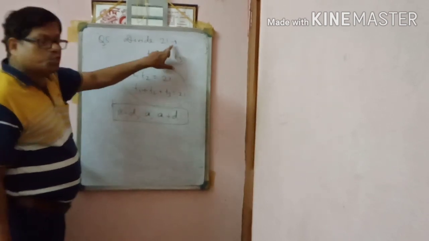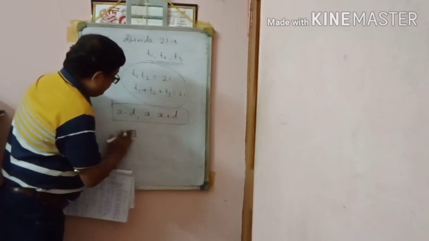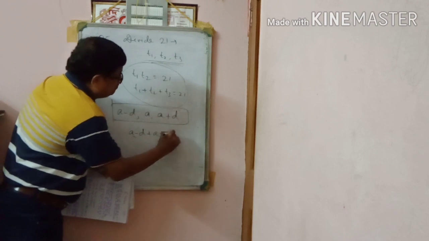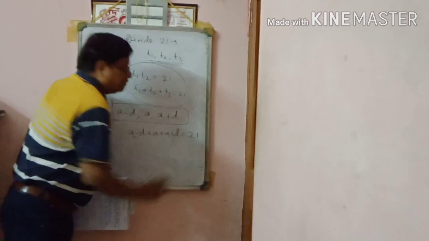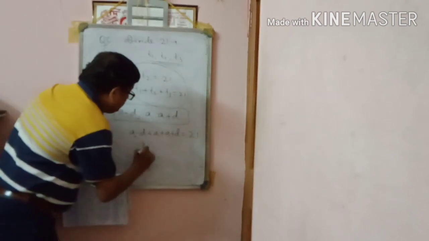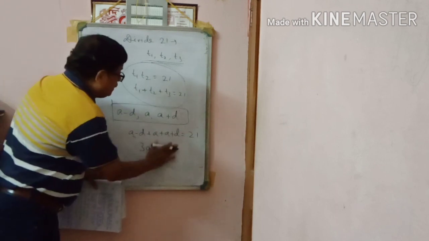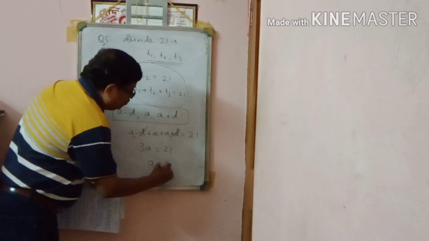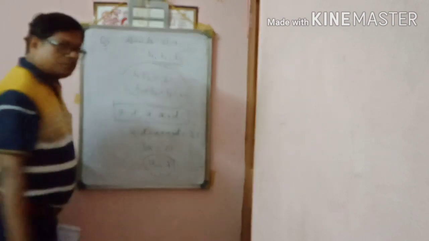The three numbers are in AP, so their sum is 21. So we can write: a minus d plus a plus a plus d equals 21. So 3a, the d cancels, minus d and plus d cancel, equals 21. That is, a equals 7.